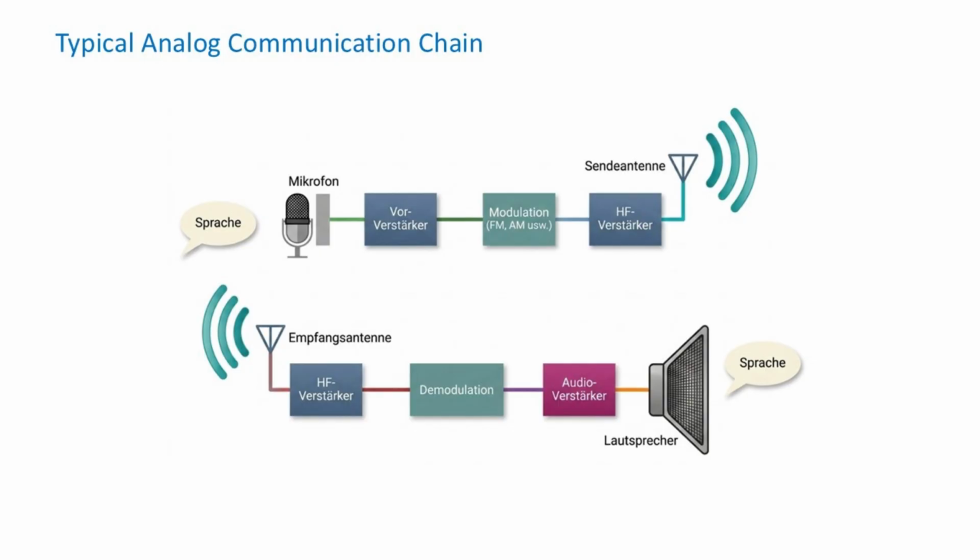On the receiver side, the signal is picked up by the receiving antenna, amplified again in the RF stage, then demodulated to recover the original information, and finally processed by an audio amplifier before being played back through a loudspeaker. In the end, the original speech is reconstructed at the destination.